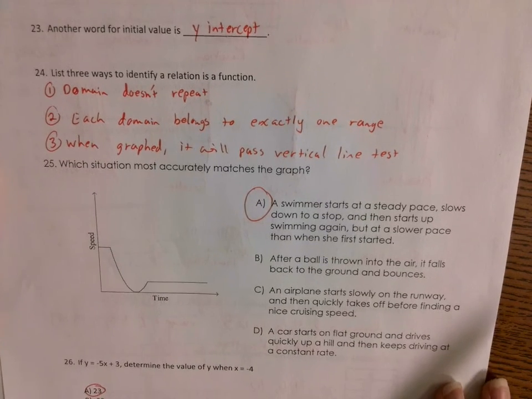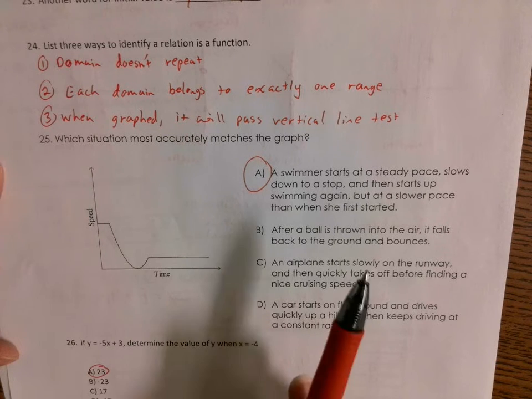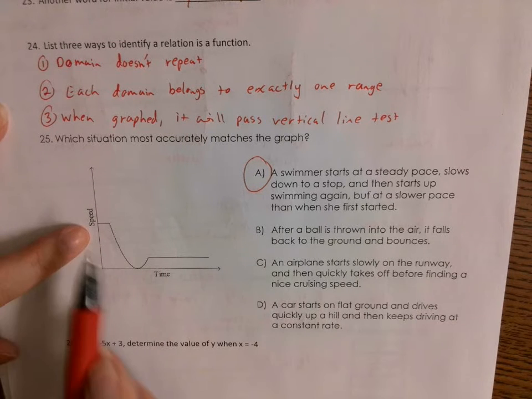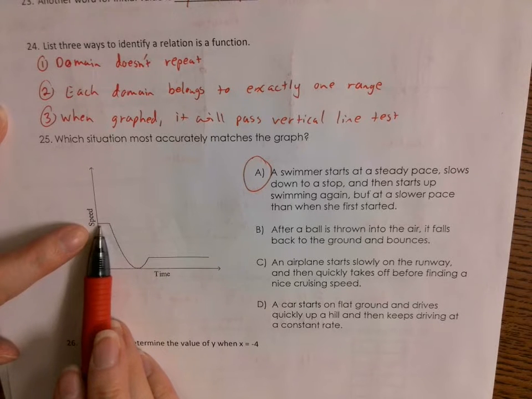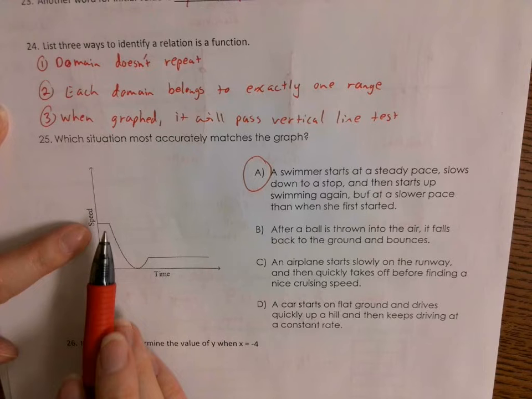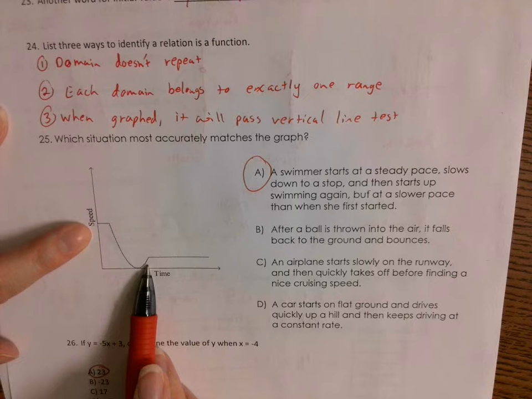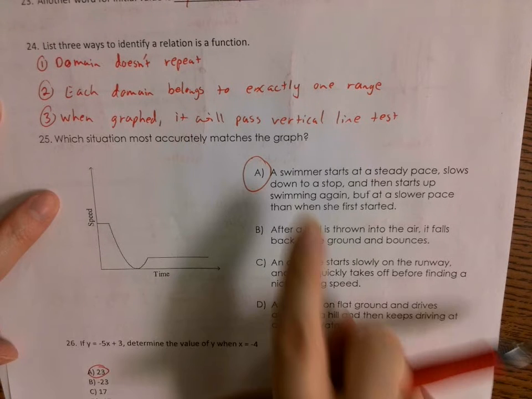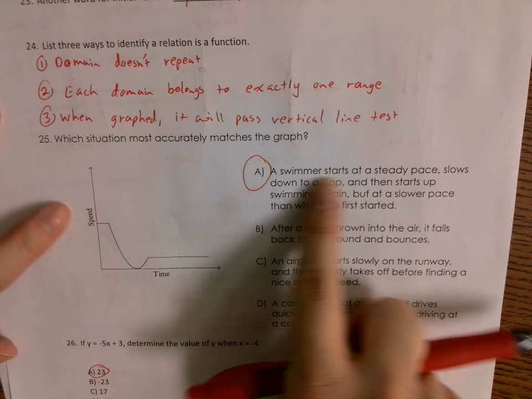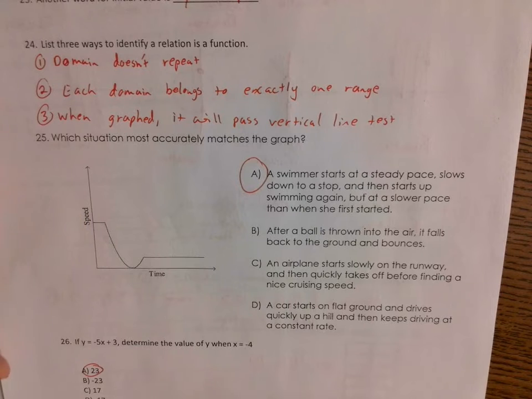Number 25, looking at this graph, we want to know which story is going to match it. If we look at the graph, we've got a horizontal line. That means it's a steady rate, a steady speed is occurring. Then we're going to decrease in speed until we stop. Then we're going to increase up until we get to a slower pace. Okay, that would be A. Swimmer starts at a steady pace, slows to a stop, starts back up, but starts at a slower pace than before. Okay.